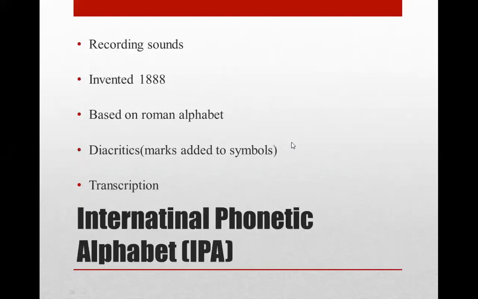And we need a system of recording sound in which a single writing symbol represents one and only one speech sound, and in which a single sound is represented by one and only one writing symbol. For this reason, the International Phonetic Alphabet was invented in 1888.